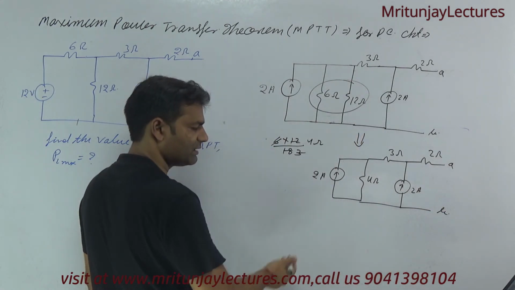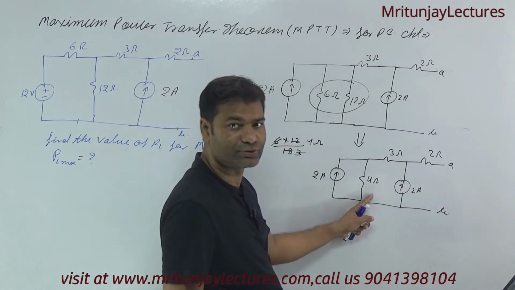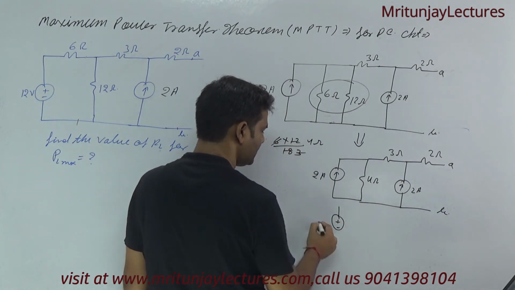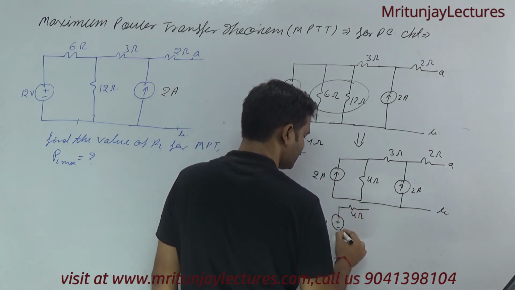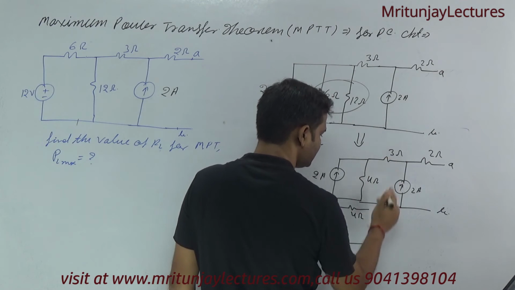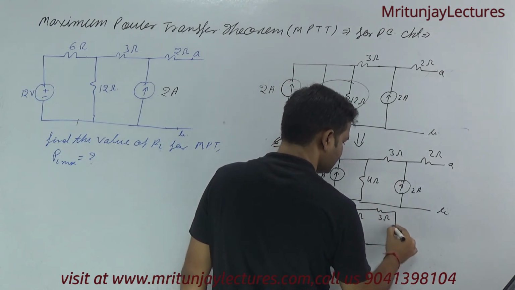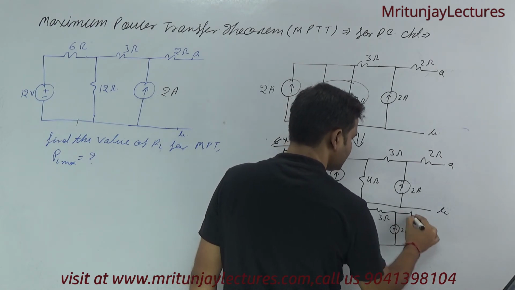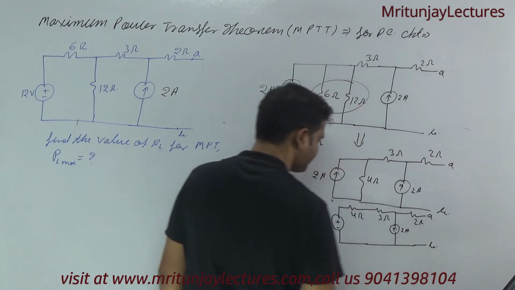Once again with the help of source transformation, this one again becomes plus minus 2 into 4, 8 volt, and 4 ohm connected here, and this one is 3 ohm, and that is 2 ampere, and that is 2 ohm, that is A and that is B.